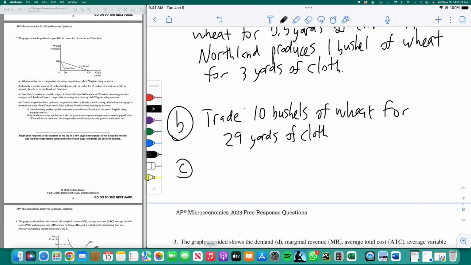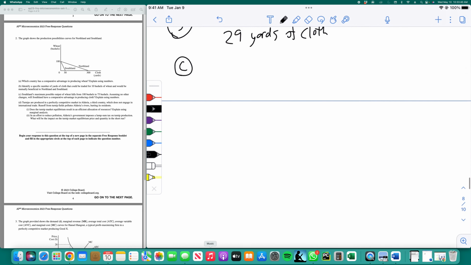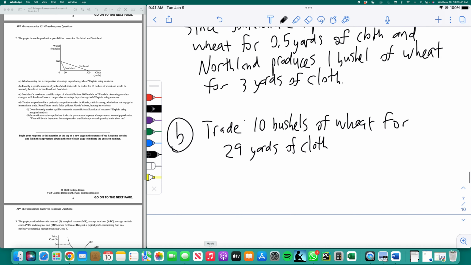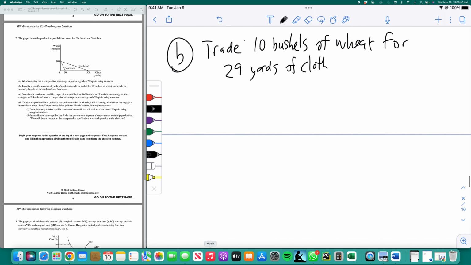Okay. Now, part C. Southland's maximum possible output of wheat falls from 100 bushels of wheat to 75. Assuming no other changes, will Southland have a comparative advantage in producing cloth? So what they're asking you to do there is that your numbers have now changed. So let's take a look at that. So you were at these numbers here. So 100, 300, 150. But now Southland can only do 75 bushels of wheat. So now you're going to change your numbers.